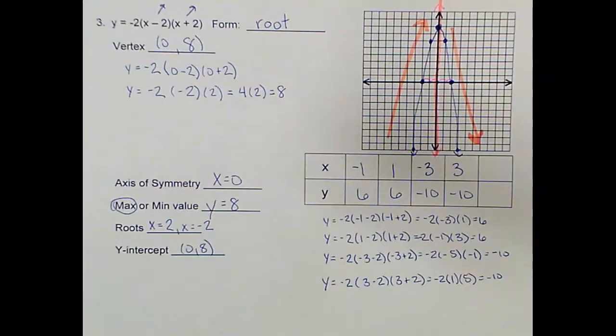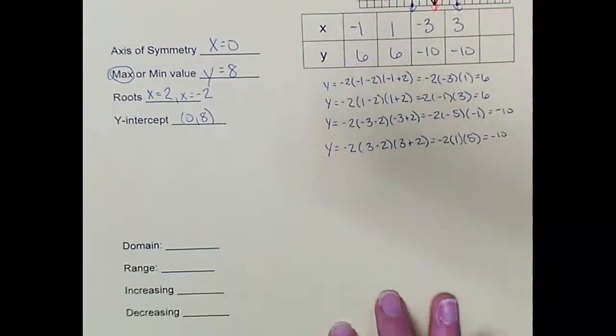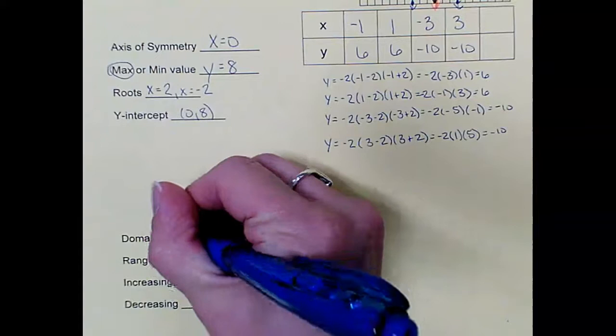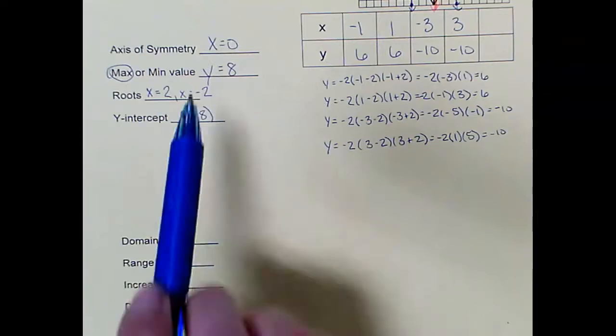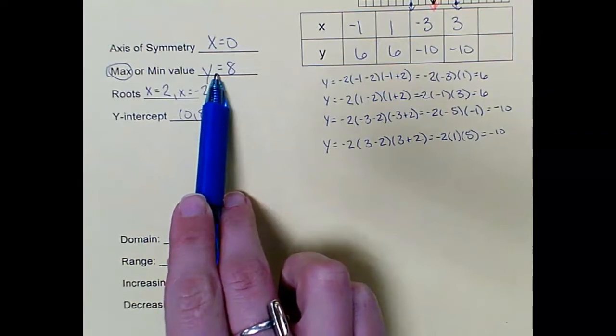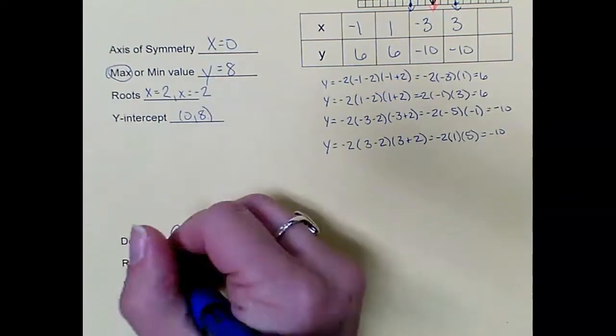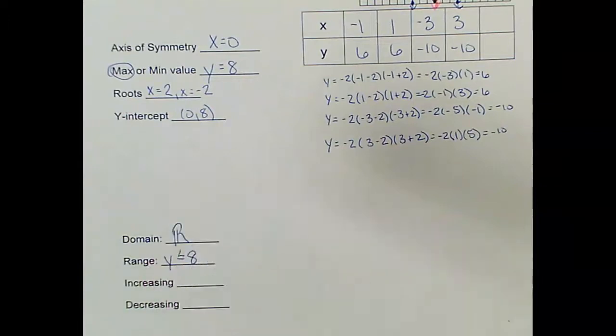My domain is all real numbers. My range comes from the maximum value. That maximum value was y equals 8. And since it was a maximum, that means that the rest of my graph is everything under the 8 and equal to the 8. So my range is all the y values less than or equal to 8. Everything below that maximum value.